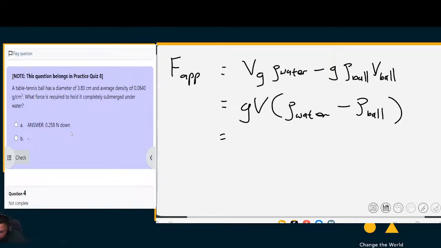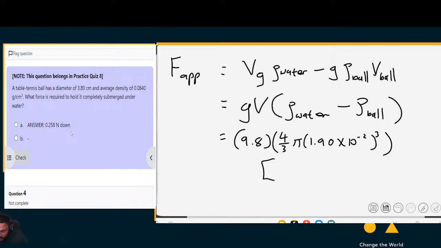Okay, now looking at this math, we have g, in this case 9.8. The volume of this ball, it's a spherical ball, so it's 4/3 times pi times the radius cubed. What's the radius? It's half of the diameter. Half of 3.8 is 1.90, but we are writing it in meters, so 10 to the negative 2. You cube that, so there we have the volume, and then multiply it by the difference in their densities.